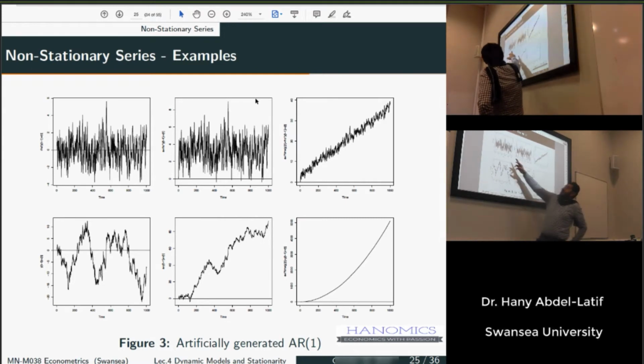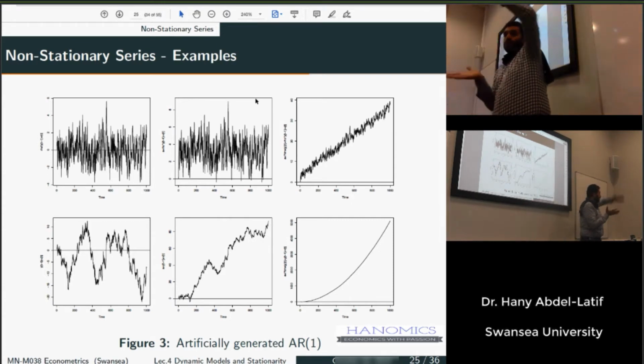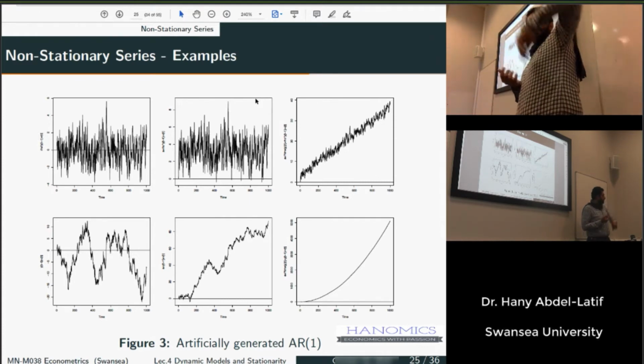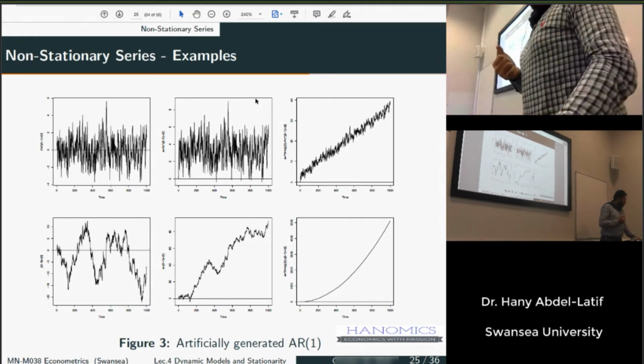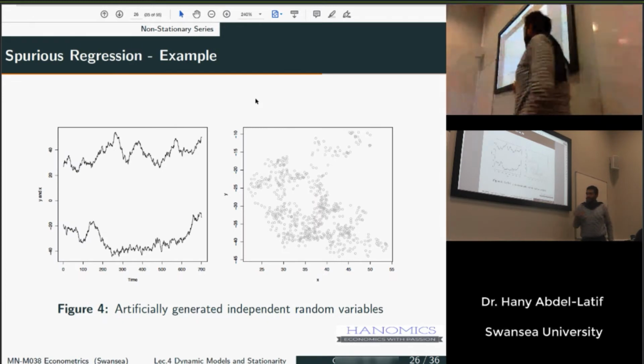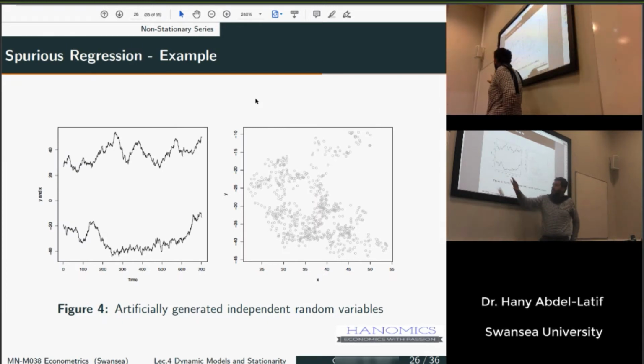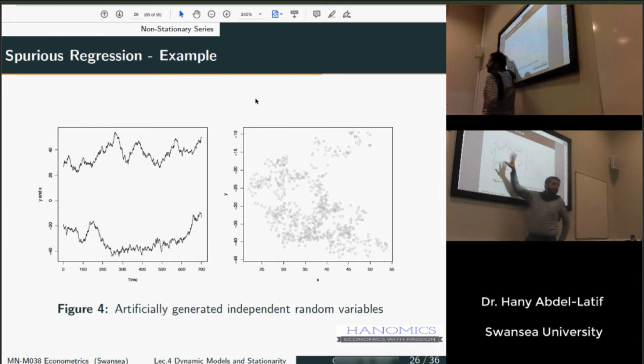So this one, you see, just going up and down around the constant mean, and the variance, or how much they spread around that mean, seems to be equal. So going to the idea of the spurious regression, I generated two random variables. These have nothing to do with each other.